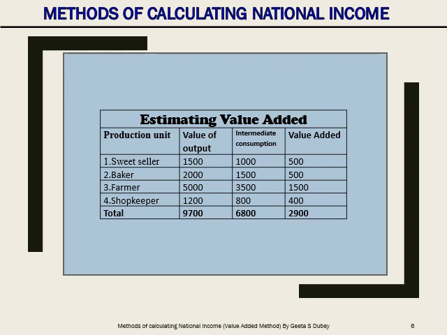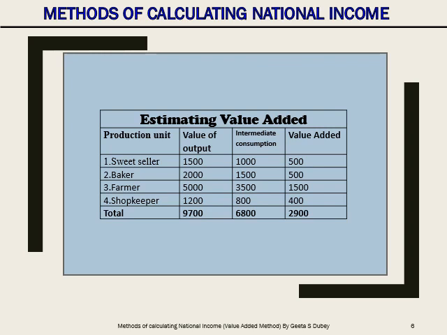So in this hypothetical economy where there are only four producers, the sweet seller, the baker, the farmer, and the shopkeeper, the total value added within the economic territory of the economy is worth 2,900. That is, this economy's gross value added at market price is 2,900, which is also called gross domestic product at market price. This value added by producing enterprises within the domestic territory of a country during an accounting year is called gross value added.